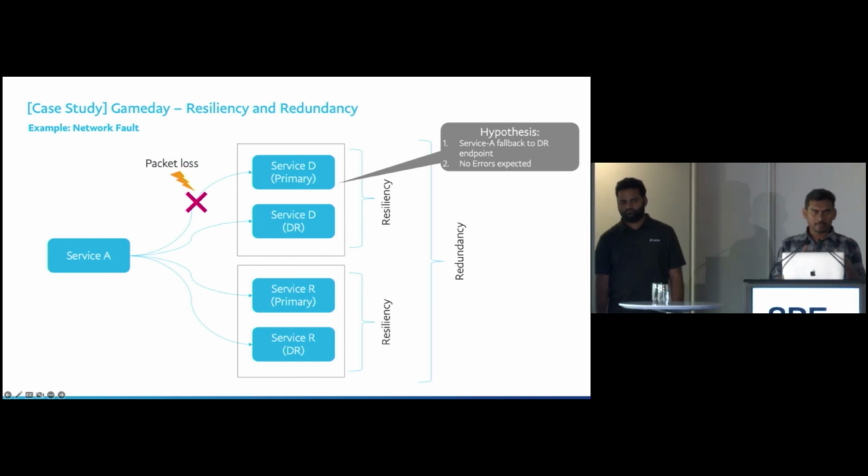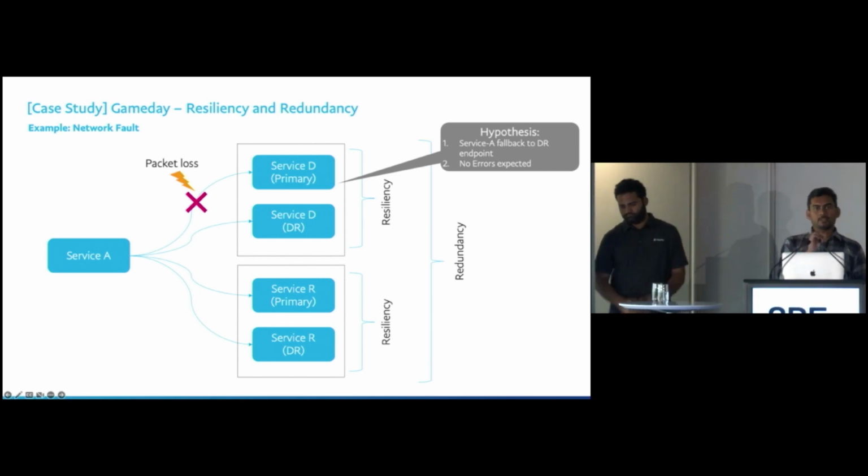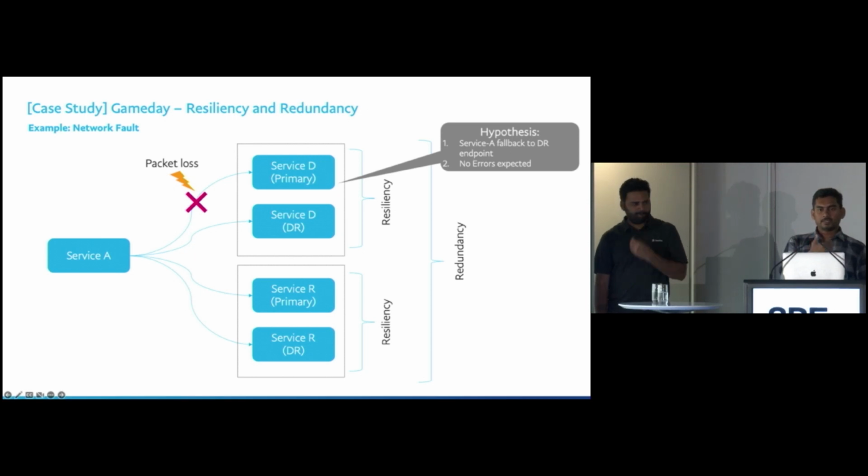So the packet loss is a specific type of network fault injection. When you do that, any TCP packets going from service A to service D primary, we can pinpoint to a certain destination IP and port and make sure all the network packets going from A to D get dropped. Once we did that, we saw that service A actually fell back to the service D DR endpoint.